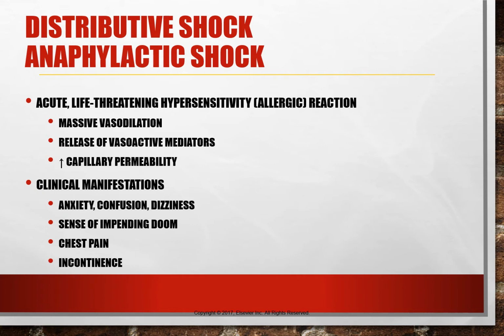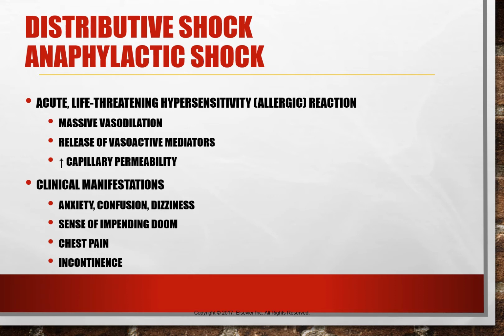Okay, so for anaphylactic, it's an acute life-threatening allergic reaction. So this also causes massive vasodilation. However, it's very focused on the bronchioles. So with that vasodilation, there is fluid infiltrating that area, including those vasoactive mediators, histamine, and so on and so forth. And then there's also bronchoconstriction.